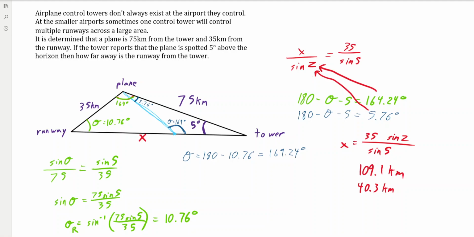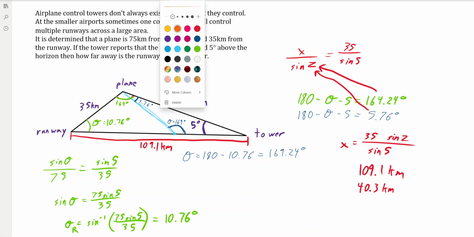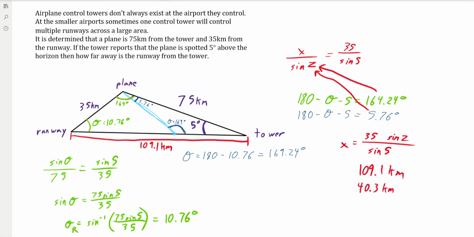Basically we're talking about the difference between this full thing, which would be 109.1 kilometers, compared to this one, which would only be 40.3 kilometers. So that makes a big difference.